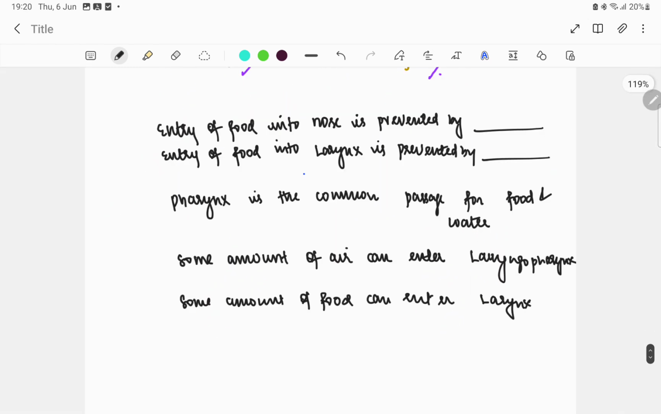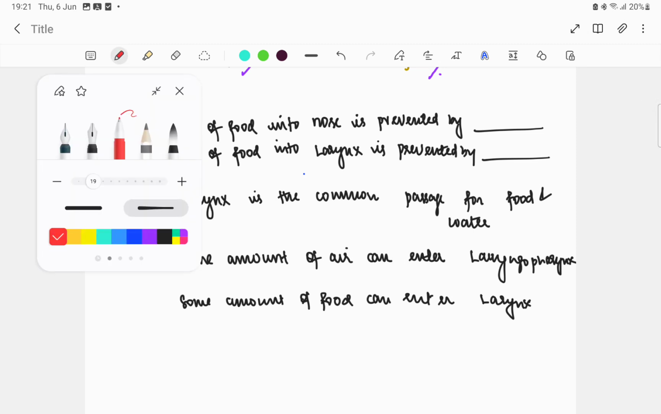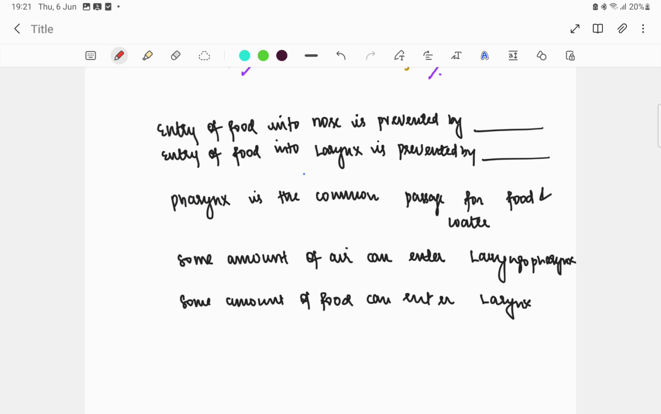Now see some of these questions here. So the entry of food from oral cavity to nose is prevented by, we all know it is uvula, isn't it? So entry of food into larynx is prevented by that flap-like or leaf-like structure, that is called epiglottis. See, epiglottis, very important question. It is a cartilage, actually. E for elastic cartilage. Few examples are there. Another one is the Eustachian tube. We'll study that in the connective tissue chapter.